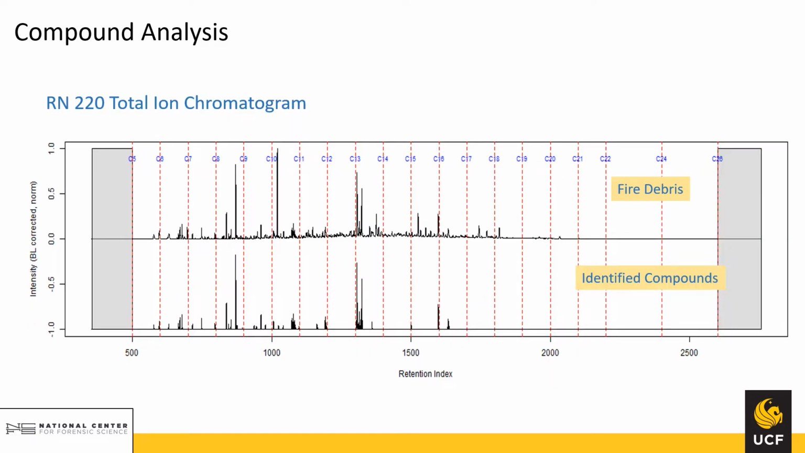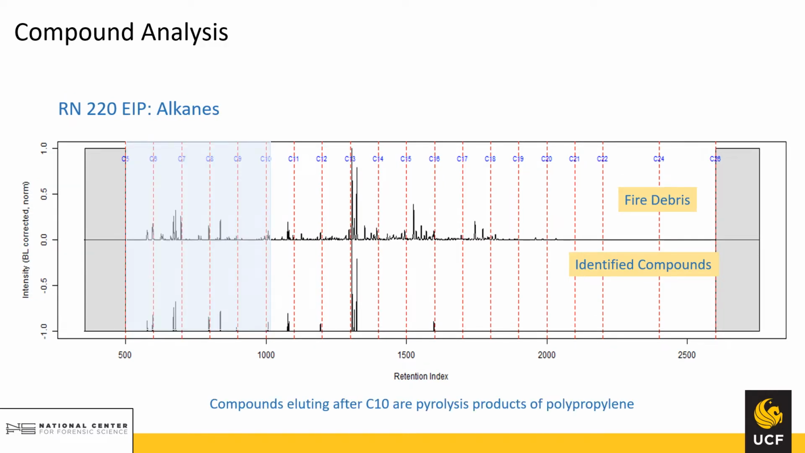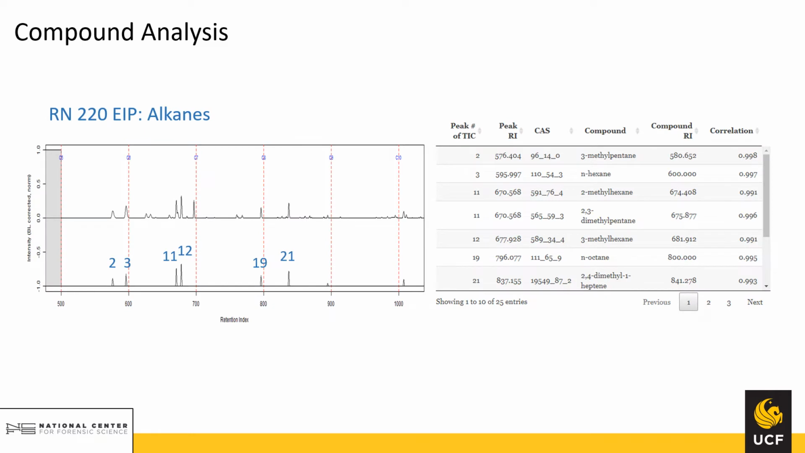As you can see here, there were 193 peaks detected in this fire debris sample, and 60 of them were identified as shown in the plot. Here is the plot of the alkanes with identified compounds plotted below. Based on the pattern and compound identifications, I found an area of interest between C5 and around C10. Here is the zoomed area of interest with compounds of that area identified. Compounds identified are branched and normal alkanes.